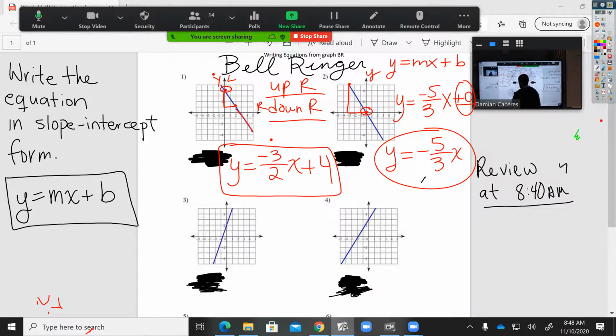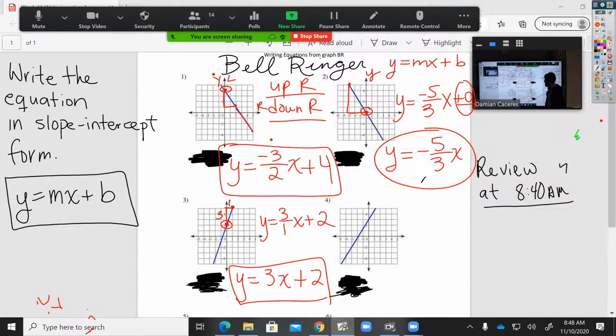All right, on the next two, both slopes are positive. So from left to right, my first dot would be right here. My next dot would be on the top of the graph. Now I have to go up 3, right 1. So my slope for this one is going to be 3 over 1. And now where does the blue line touch the y-axis? Right here on positive 2. Now 3 over 1 is 3. So simplify your slope to just 3. That would be the equation for number 3.